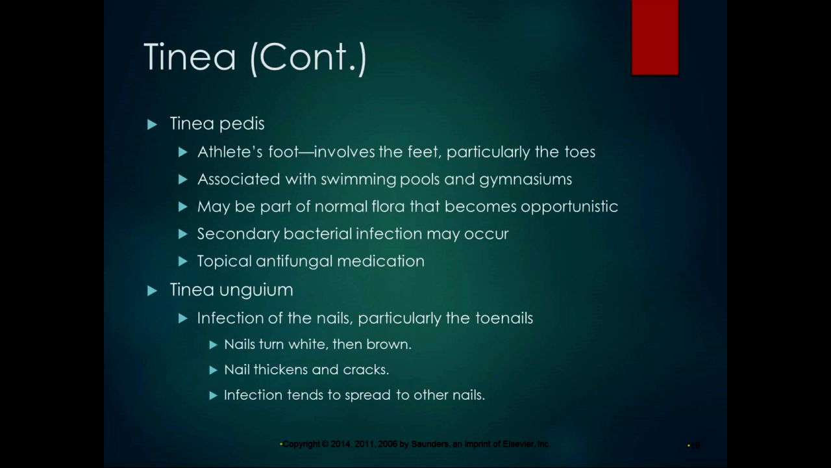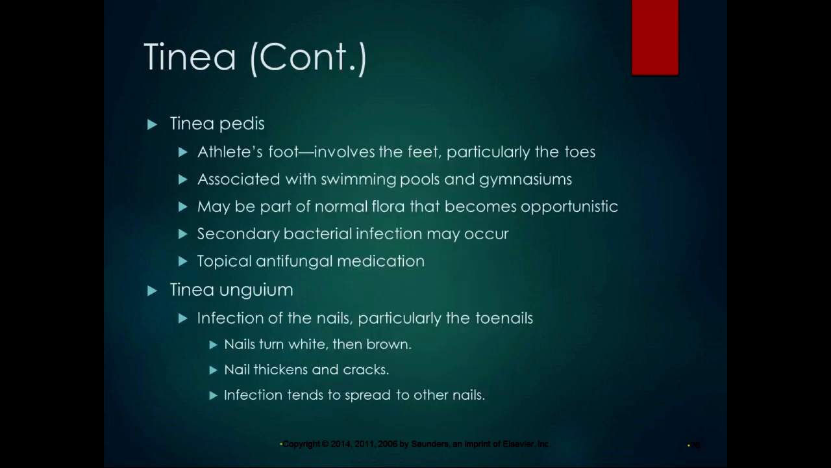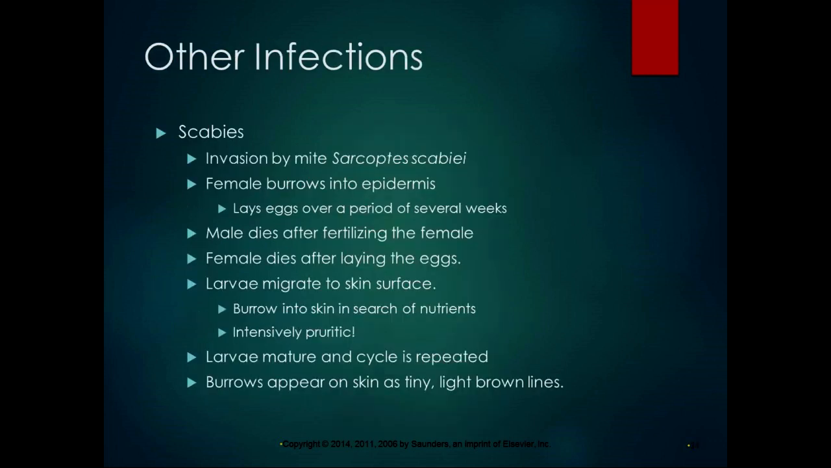Tinea unguium is infection of the nails, particularly the toenails. The nails turn white and then brown, and the nail thickens and cracks. And the infection tends to spread to other nails. This is your classic athlete's foot. Besides the topical antifungals, there is an oral antifungal that they use to treat the nail infection. They're very effective. So those are treatable.